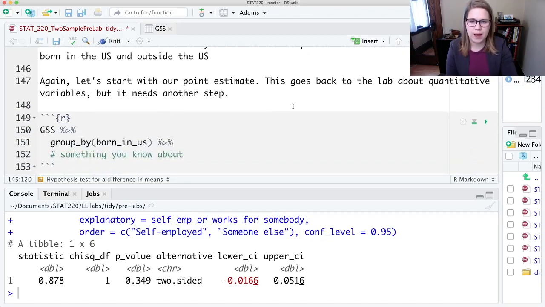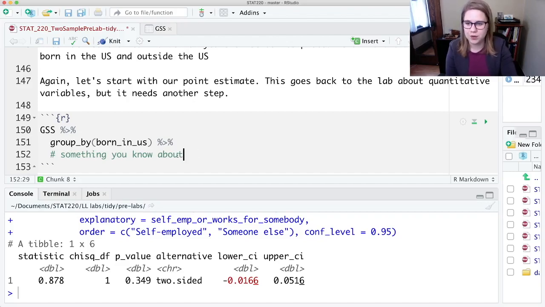And we're going to start with our point estimate, our sample statistic, our observed statistic. And this is going to go back to the lab about quantitative variables, but it needs another step. So it's going to start off GSS, and then we're going to group by that categorical variable, and then you're going to do something that you know about, something from that lab about quantitative variables. And so I'd encourage you to pause the video here and see if you can figure out what that last line of code is.